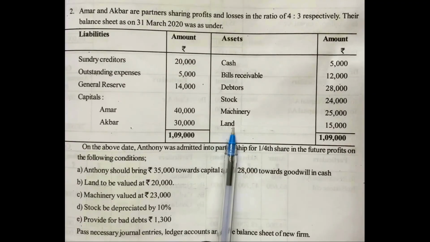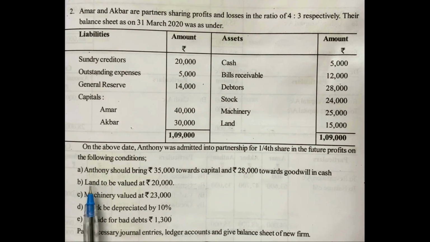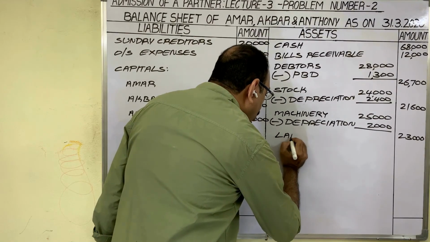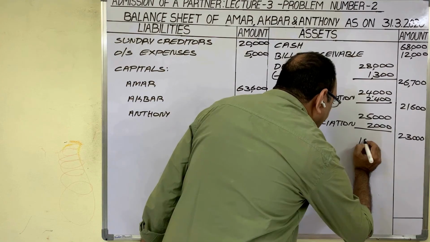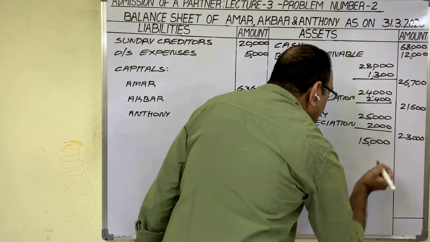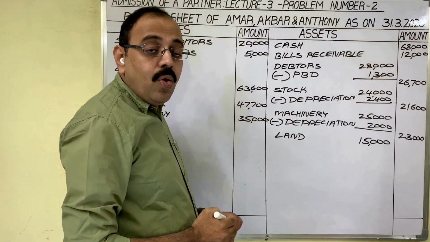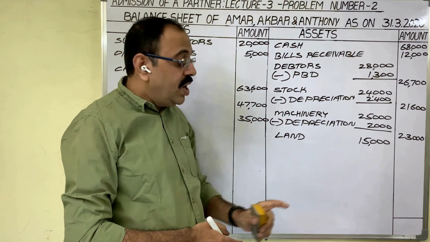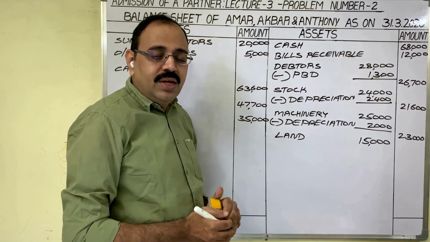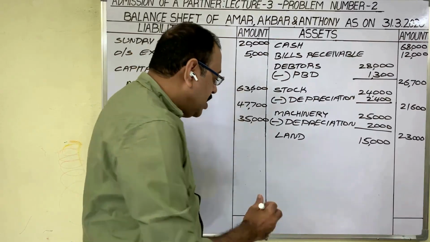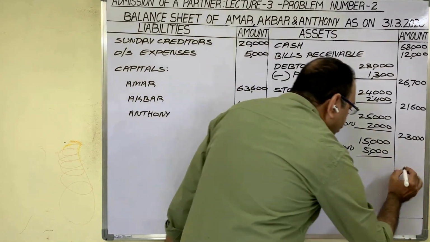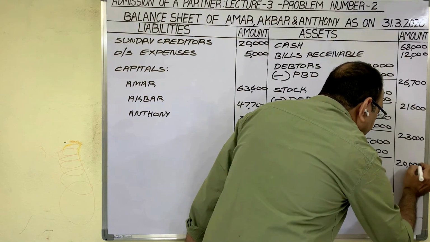Next, land. Land 15,000 rupees. Related to land, there is one adjustment: land to be valued at 20,000 rupees. In the old balance sheet, the land value is given as 15,000 rupees. And in the revaluation of assets, the old partners came to know that the market price of land is 20,000 rupees. So the land value is increased by 5,000. This 5,000 is called appreciation. Add that appreciation value to the book value. Show the market price of land here, 20,000 rupees.